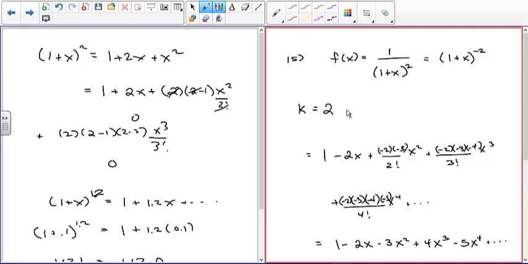Now I'm trying to remember what this one's all about. Oh, okay, yeah. So here's an example. This may not look like a binomial series, but if you rewrite it as 1 plus x to the minus 2 power, this formula applies for negative exponents. It also applies for non-integer exponents.